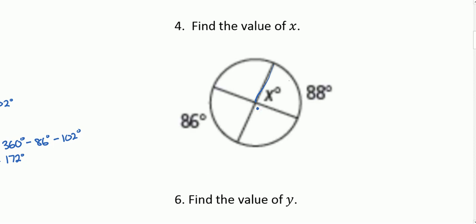But what we do know is that angle x is equal to 1/2 the measure of 88 degrees plus 86 degrees. So 88 plus 86 is 174, and half of that is 87.